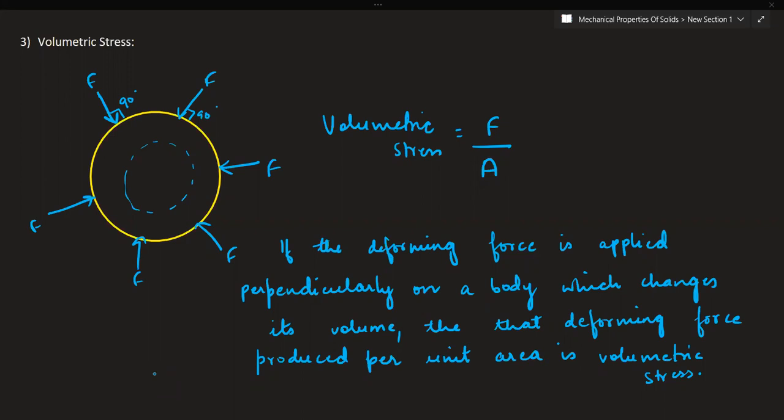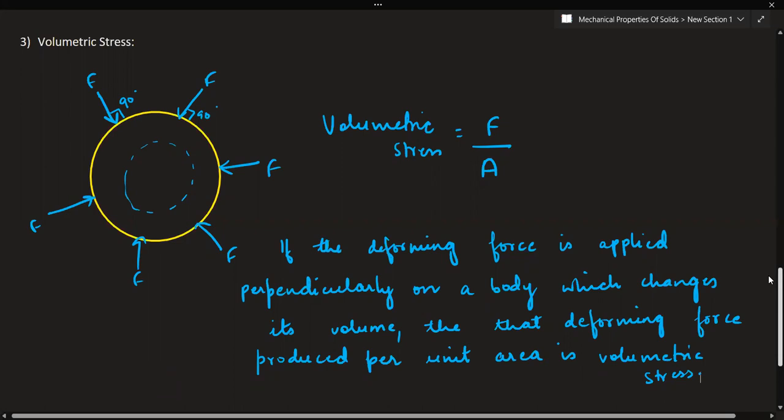So, ma'am, here the direction doesn't matter, right? Yes, here the direction doesn't matter. In which direction are we applying the force? No, the force should be perpendicular. Okay, perpendicular to the surface. So from any side we can apply it.